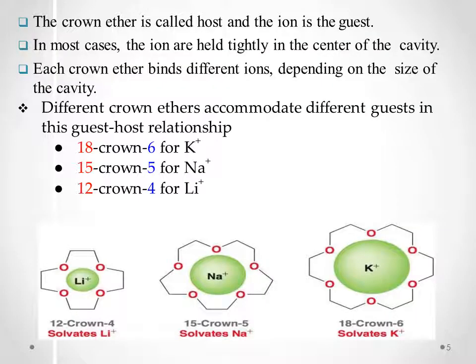So the crown ether has the property of forming complexes with positive ions. The binding in these complexes results from ion dipole attraction between the heteroatoms and the positive ions. In most cases, the ions are held tightly in the center of the cavity of the crown ether. Each crown ether binds different ions depending on the size of its cavity, like lithium, sodium or potassium. Since oxygen of crown ether carries unshared pairs of electrons, these unshared pairs of electrons can solvate cations.